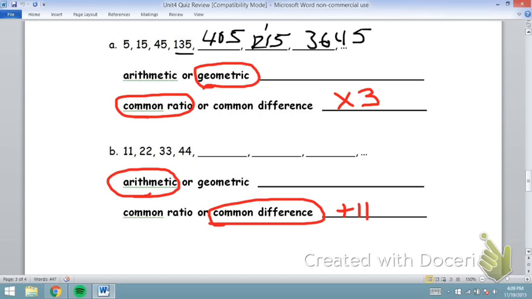So to find the next three numbers in that sequence, we just add 11 to each one. So 44 plus 11 gives me 55. 55 plus 11 gives me 66. 66 plus 11 gives me 77.